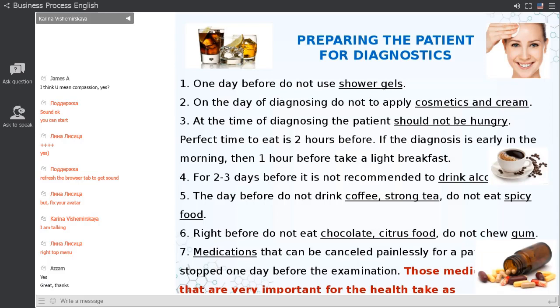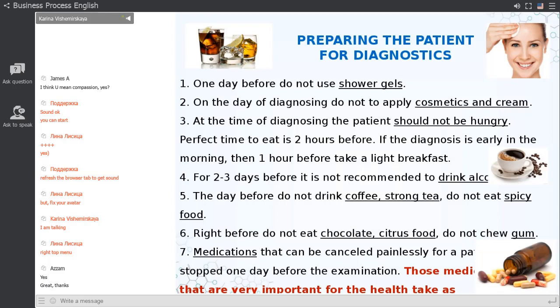The third one, at the time of diagnosing, the patient should not be hungry, but at the same time, you shouldn't have breakfast and in 5 minutes run a test. Perfect time is 2 hours before the test, but if you do it in the early morning and you cannot physically do it 2 hours before, you just have a light breakfast 1 hour before the test.